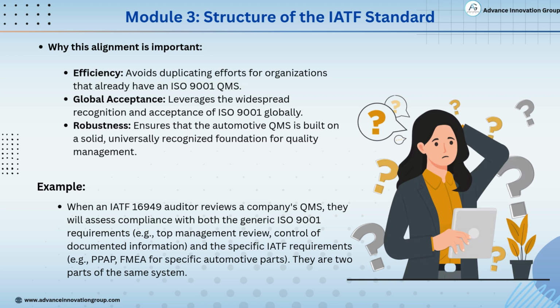This slide explains why the alignment between IATF 16949 and ISO 9001 is so crucial. There are three main reasons: efficiency. Organizations that already use ISO 9001 don't have to duplicate efforts. The systems are aligned, which saves time and resources. Global acceptance. ISO 9001 is recognized worldwide. By aligning with it, IATF 16949 gains credibility and acceptance across global markets.